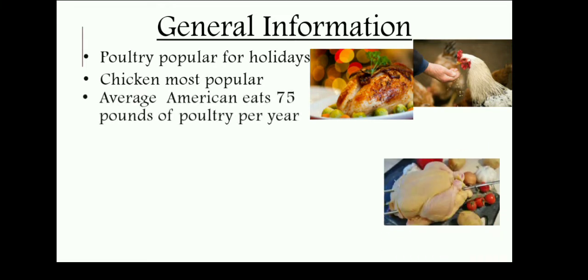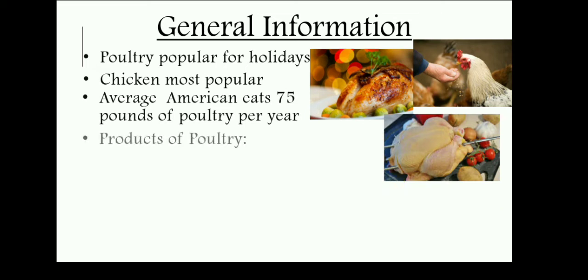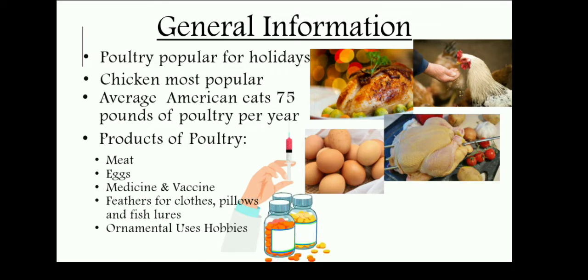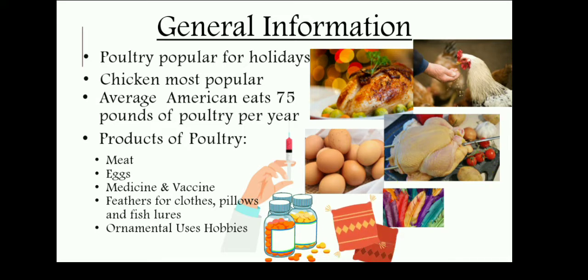So next is, the average American eats 75 pounds of poultry per year. So, 75 pounds per year sa America. Products of poultry, ang pwede makuha sa poultry: eggs, meat, medicine and vaccines, feathers for clothes, pillows, and fish lures. So, feathers pwede siya mahimo sa clothes, mga pillows, or fish lures, kaning sa mamasol galitan, no? So, pwede na siya magamit. Also ornamental uses and hobbies.